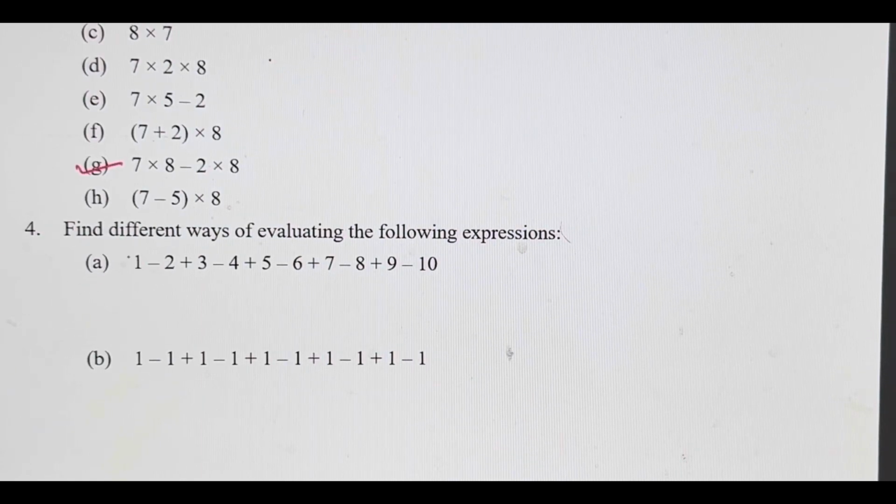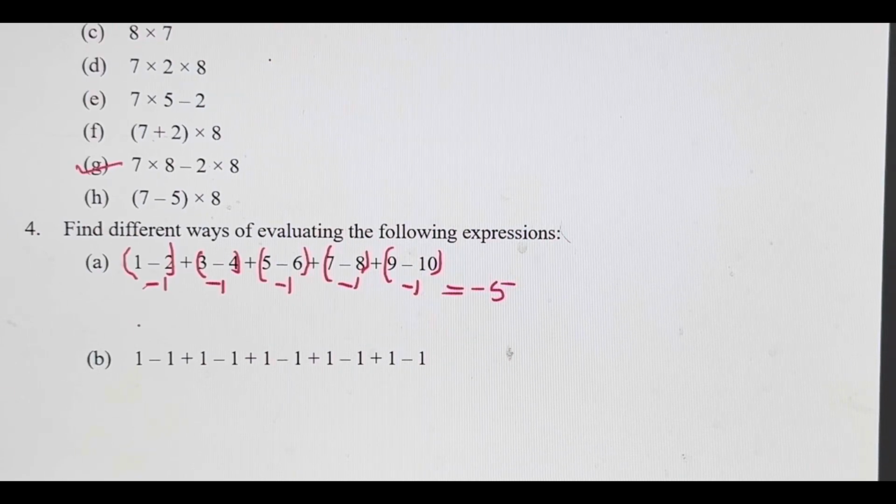Okay, if we take them as brackets, so 1 minus 2 is minus 1. 3 minus 4 is also minus 1. 5 minus 6 is also minus 1. 7 minus 8 is also minus 1. And 9 minus 10 is also minus 1. And then we add all of them. So the answer will be minus 5. This is one way of doing it.